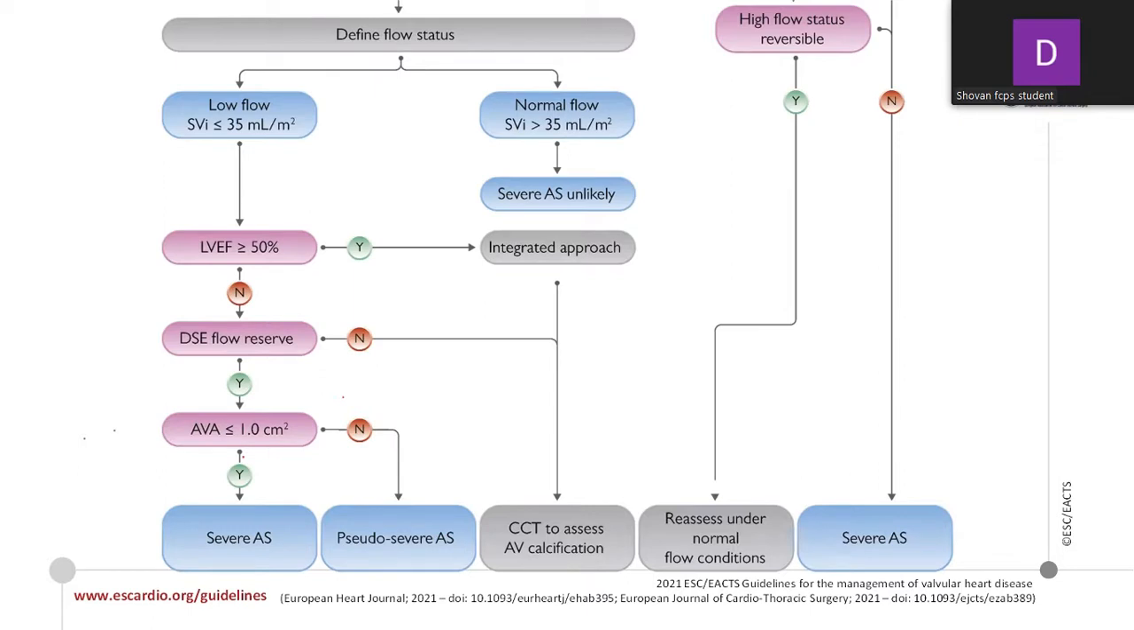But in case of pseudo-severe, after dobutamine, the aortic valve area may be normal or may increase, but the pressure does not rise above 40 millimeter of mercury, and velocity does not rise above 4 meter per second. So at that time, it is classified as pseudo-severe aortic stenosis. Of these two, the severe aortic stenosis patient will benefit from intervention.